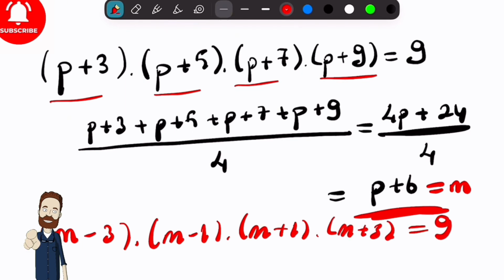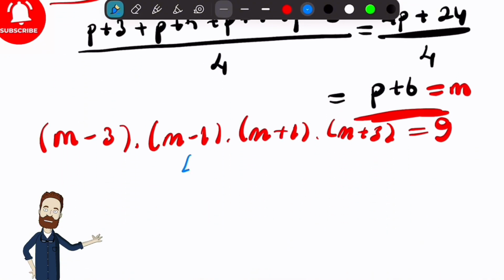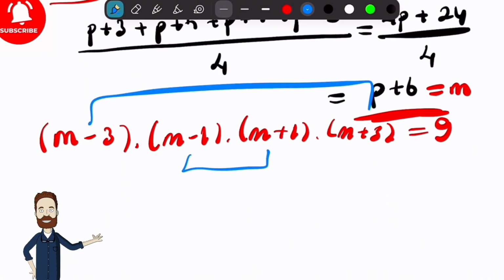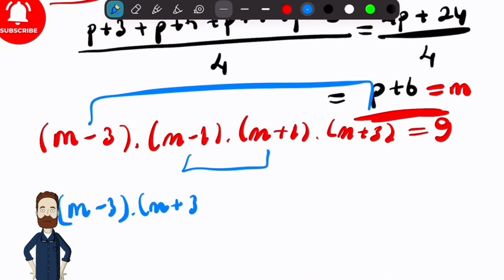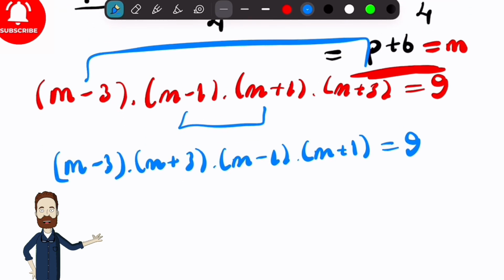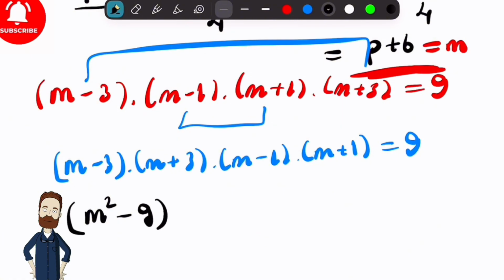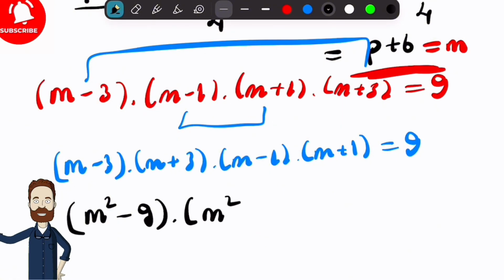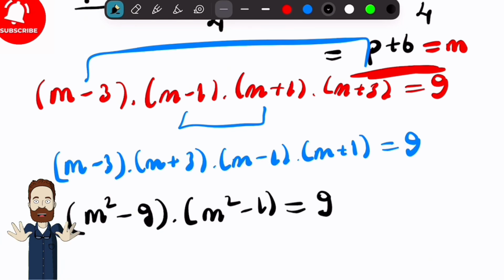Now what do we need to pay attention to here? Algebraic identities have arrived. If I match the terms with similar opposite signs, let's multiply m minus 3 times m plus 3, and m minus 1 times m plus 1. Let's see what kind of expression we come across: (m squared minus 9) times (m squared minus 1) is equal to 9.